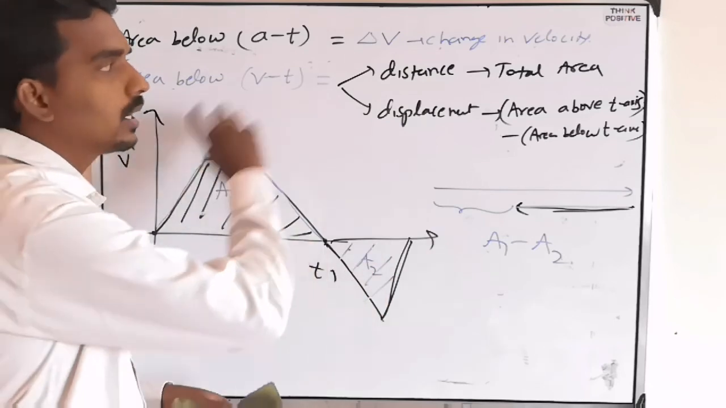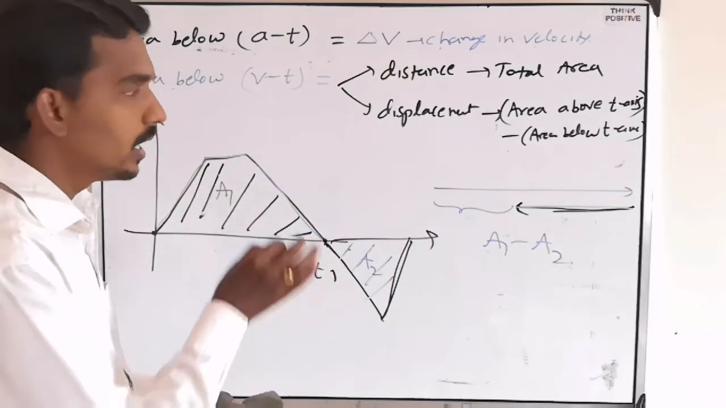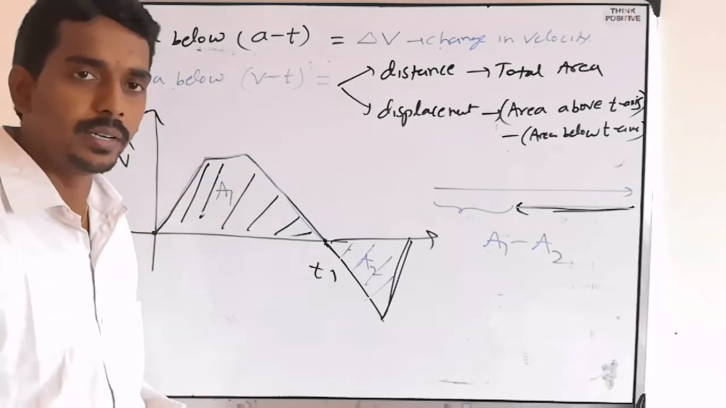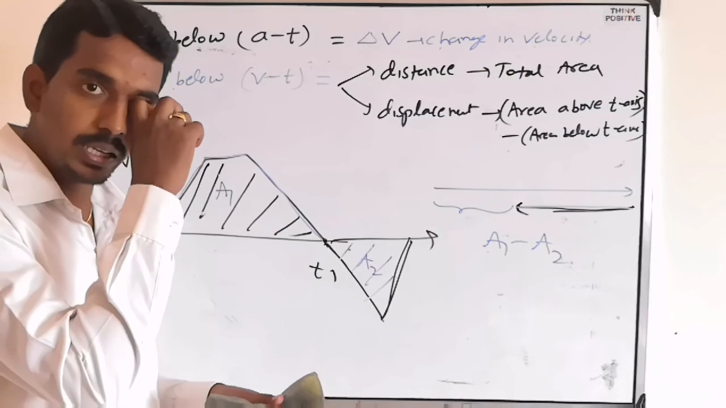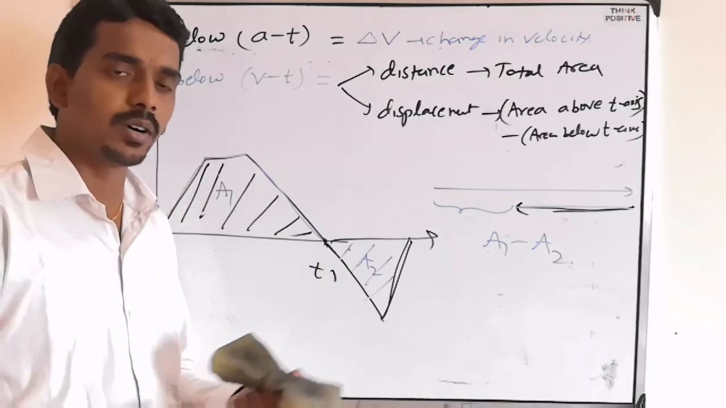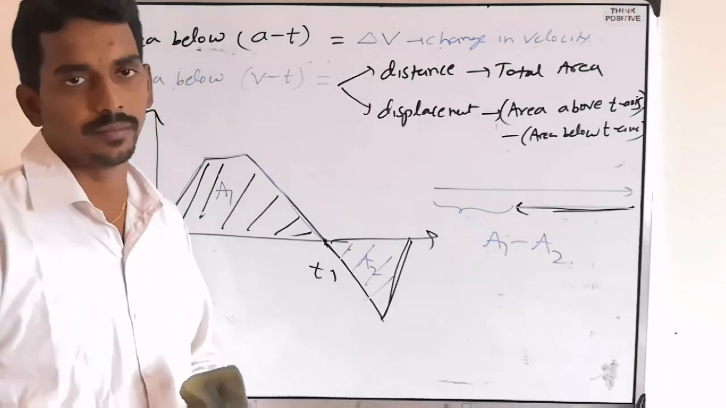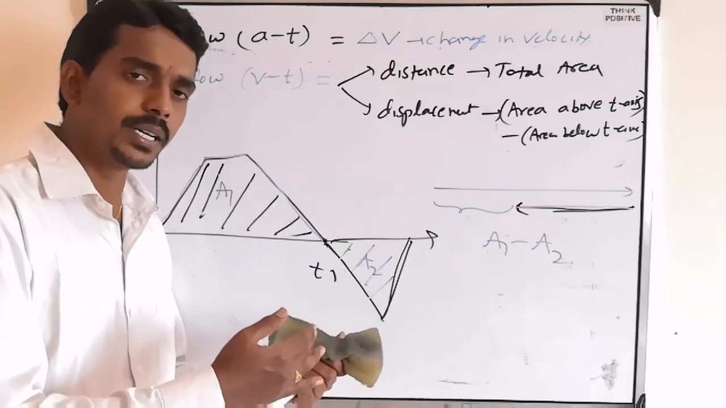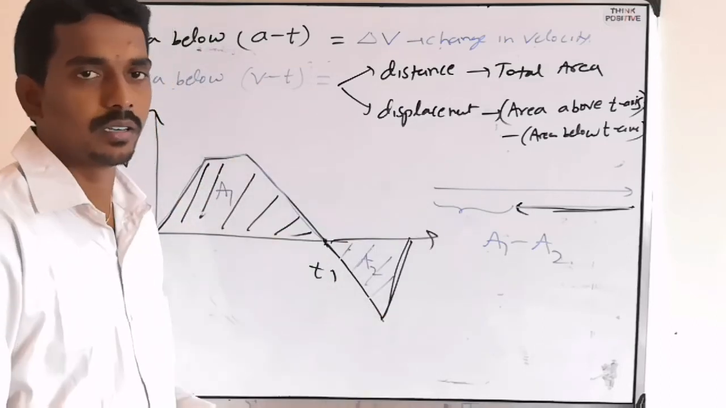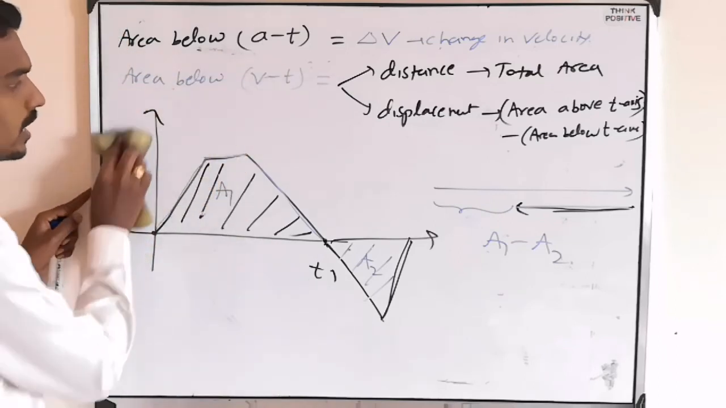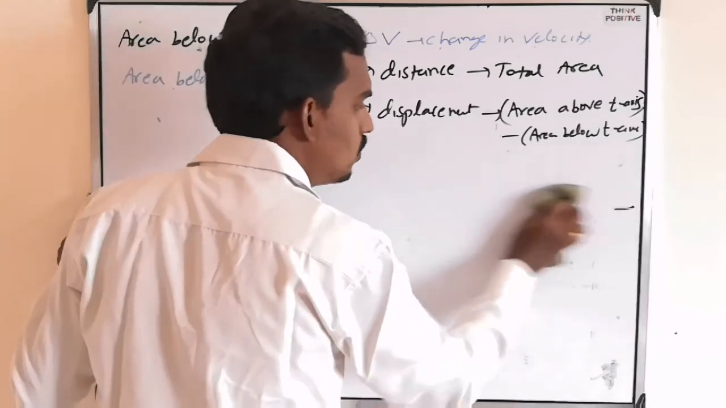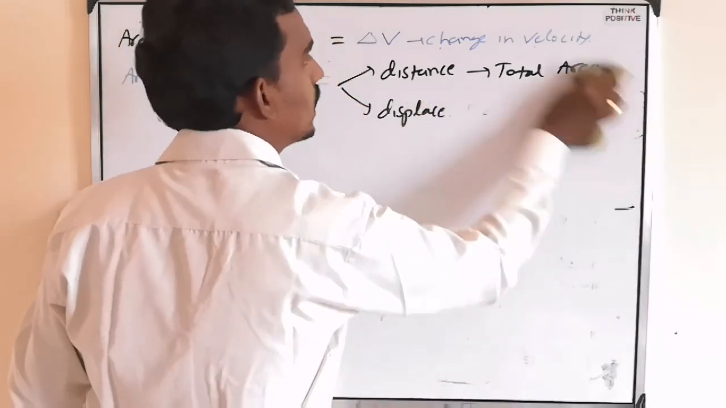So this way, graphical questions will come based on the area below the graph. But this is only related to kinematics. In other chapters also, such relations will come. Like in thermodynamics, the area below the pressure versus volume graph gives work done. In different chapters, different applications will come. We will study them in detail at that time. But here, just take this kinematics example.